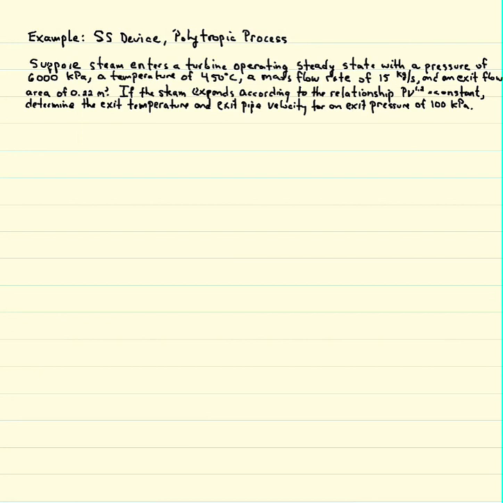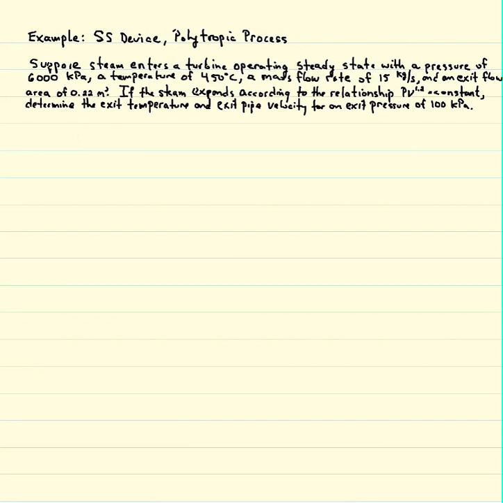Okay, so what we have here is steam that enters a turbine, and the turbine is operating steady state with a pressure of 6,000 kPa, a temperature of 450 degrees C, and a mass flow rate of 15 kilograms per second. Those are the inlet conditions for the steam. The steam leaves the turbine through an exit flow area of 0.22 square meters. We're told that the steam expands according to the relationship PV^1.2 equals a constant, that's the polytropic expression, and I'll talk about that a little bit more. We're asked to determine the exit temperature and the exit pipe velocity if the exit pressure is 100 kPa.